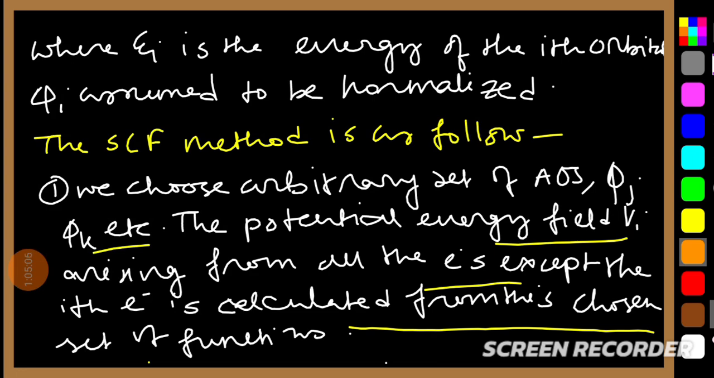You have to choose an arbitrary set of atomic orbitals. Suppose phi j and phi k. You choose two atomic orbitals like phi j and phi k. Okay. And the potential energy field, that is Vi, arising from all the electrons except that electron, is calculated from this chosen set of functions. So suppose in this potential energy you can calculate the potential energy value of everyone else, only the one you have chosen you cannot calculate. Okay.